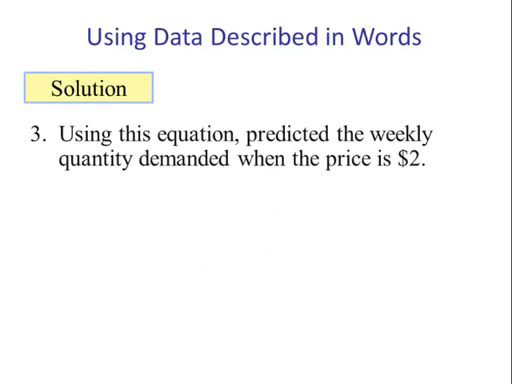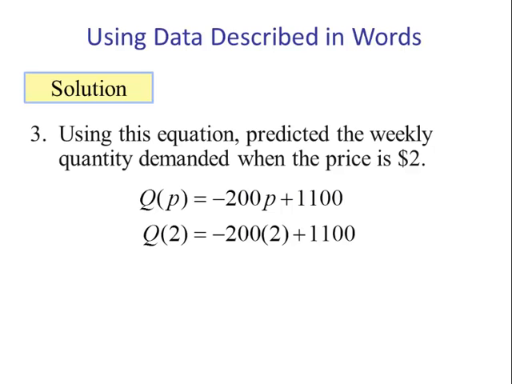Number 3, we have our equation. We want to predict the quantity demanded when the price is 2. So Q of 2 would equal negative 200 times 2 plus 1100, which becomes negative 400 plus 1100, which gives us 700. So when the price is $2, the weekly quantity demanded is 700.